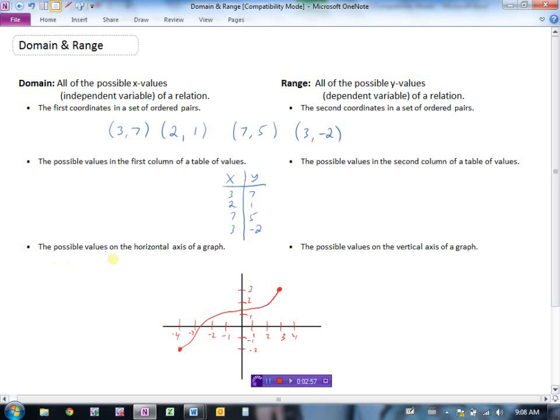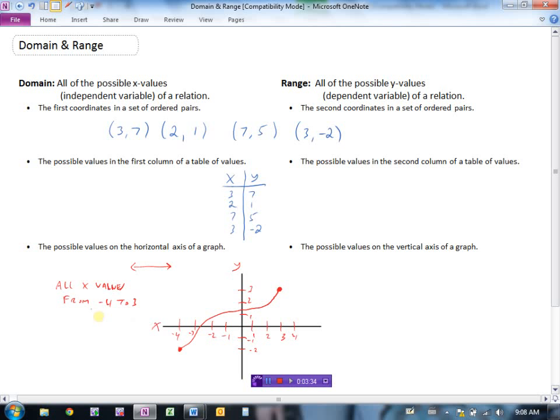The domain would be the possible values on the horizontal axis of the graph. So this is my horizontal axis, and it looks like my x values start at negative 4. Remember, this is your x-axis, this is your y-axis. So the possible values on the horizontal axis is basically saying how far left and right does this graph go? Well, it goes from minus 4 all the way to 3. So the possible values on the horizontal axis are all x values from minus 4 to 3.